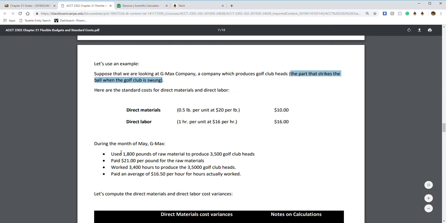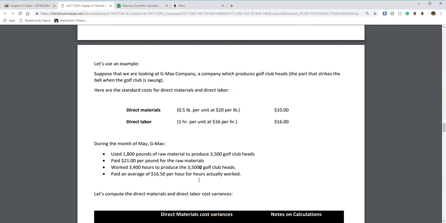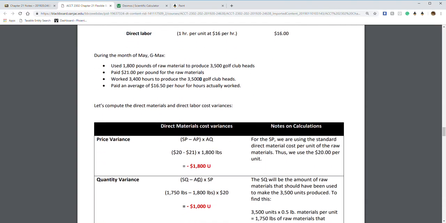So, they used 1,800 pounds of raw material to produce 3,500 golf club heads. They paid $21 per pound for the raw materials, and they worked 3,400 hours to produce the 3,500 golf club heads, paying an average of $16.50 per hour actually worked. So a few of these you can already tell actual beat out standard, and we're going to have some negative numbers, but let's compute it as we go.